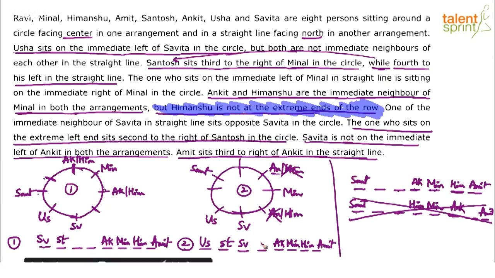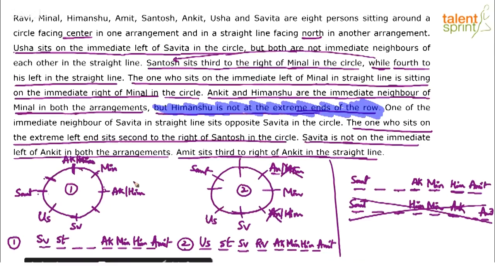Who else is missing here? Who are the persons? Ravi. I think Ravi comes here. Ravi comes here. With respect to the circular arrangement, the one who sits on the immediate left of Minal in straight line sits on the immediate right of Minal in the circle. Now he's on the immediate left of Minal in straight line. Immediate left of Minal is Ankit. So immediate left of Minal in straight line is immediate right of Minal in circle. So immediate right should be Ankit.